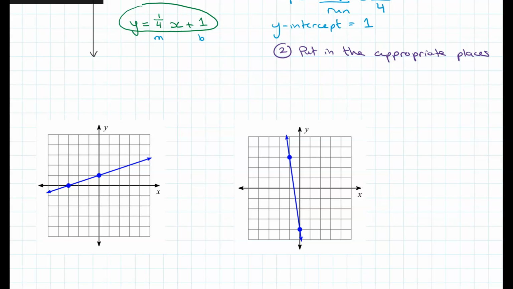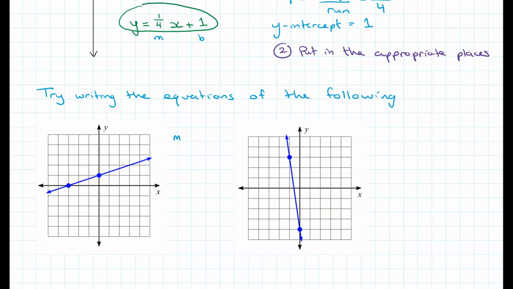Okay, I'm going to try a couple more here. So we're going to try writing the equations of the following relations. I'm going to look for the one on the left first. This one has a slope of 1 over 3, rise of 1, run of 3, and it has a y-intercept of 1. So this is going to be y equals 1 over 3x plus 1.